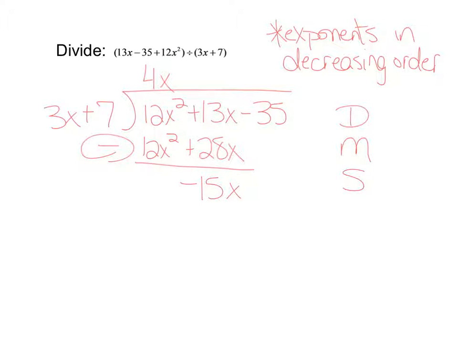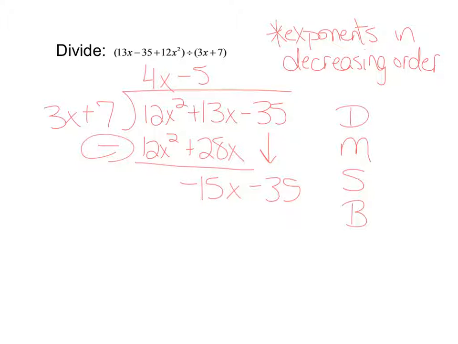And the next thing we're going to do, just like long division of numbers, we're going to bring down the last, or the next term. In this case, it's the last term. So we're going to bring down the minus 35. Okay? Now we're going to go through this whole thing again. We're going to divide 3x into negative 15x. Well, 3 goes into negative 15, negative 5 times. These x's would cancel, right? X over x would cancel.